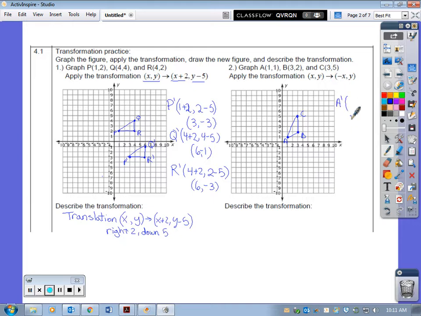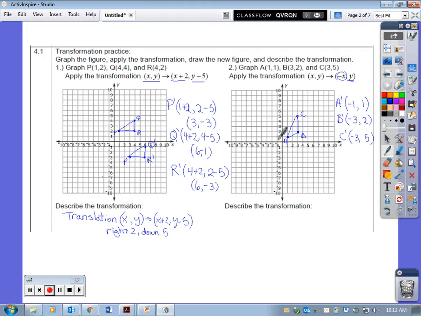So our A primed is going to become negative x, so negative 1, and our y stays the same. Our B primed is going to become negative x, so negative 3, and our y stays the same. Our C primed is going to become negative x, so it goes from 3 to negative 3, and our y stays the same. Okay? So all we're doing is changing our x's to negative and leaving our y's the same. So that's what we did. We changed all our x's to negative and we left our y's the same. Okay? So now let's go ahead and plot that.